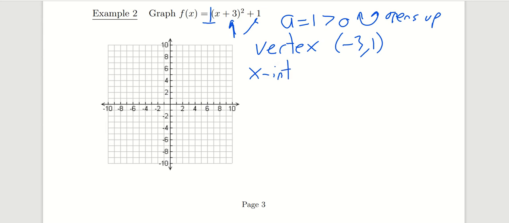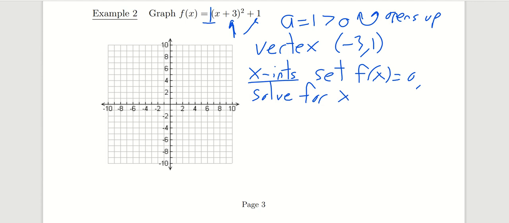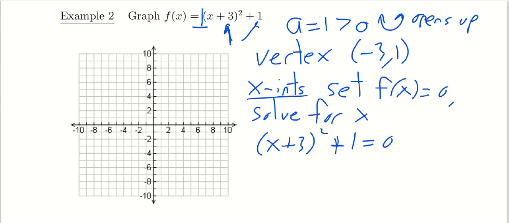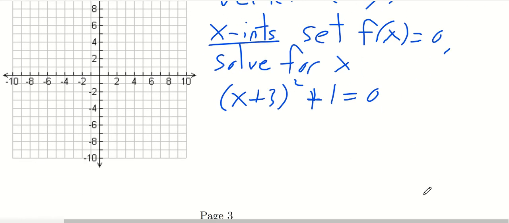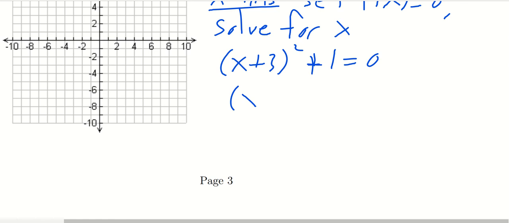Let's now go ahead and find some points. Let's find our x-intercept. Again, this is done by setting f of x equal to 0 and solving. If we set x plus 3 squared plus 1 equal to 0, we now want to solve this. Again, when you're solving for the intercepts of a quadratic in this kind of form, you can always try to use the square root property. We're going to begin by subtracting 1 from both sides like this.